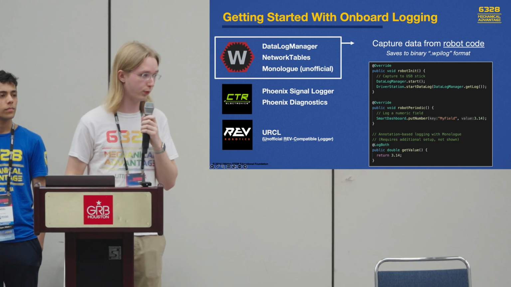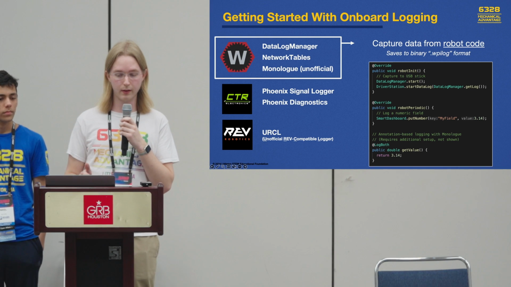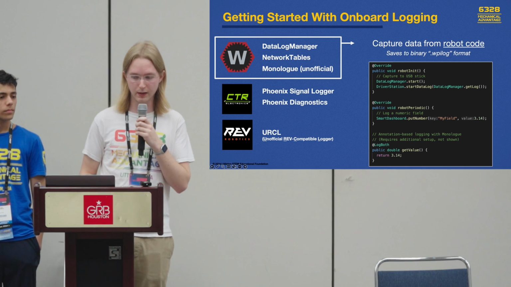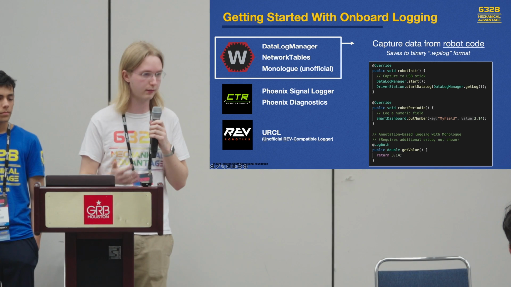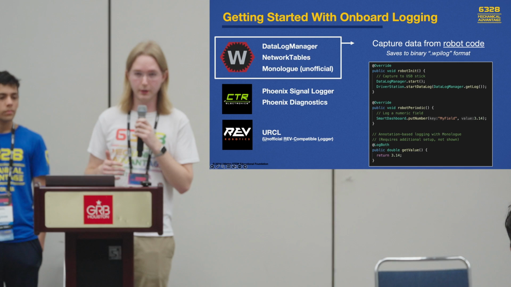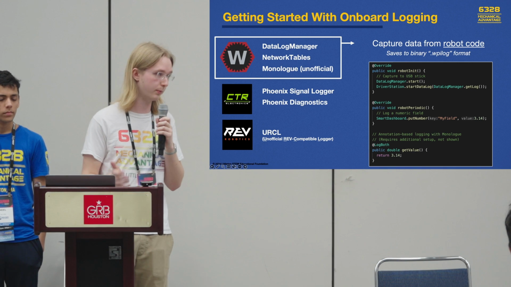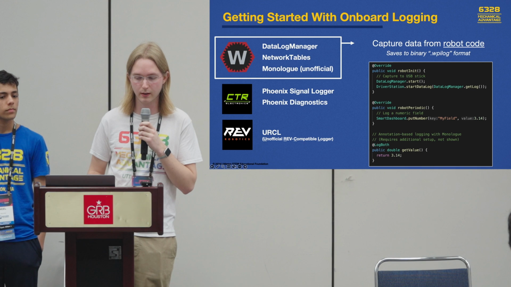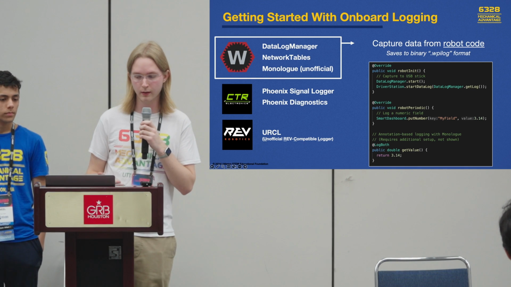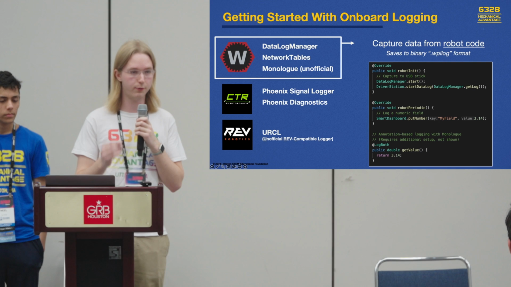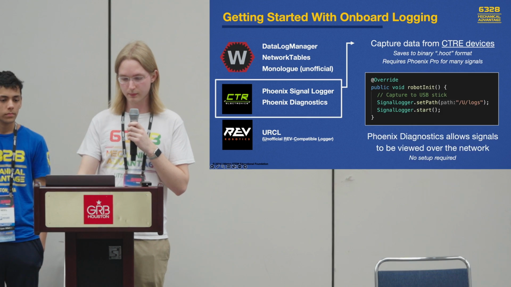And you can see on the right we have some example Java code of what that looks like. There's just 2 lines in robotInit to start the DataLogManager and capture driver station data, so that's your robot state, joysticks, etc. You can then publish any data that you want to NetworkTables. There are multiple methods. We've shown a simple option using the SmartDashboard API. And optionally, you can use a third-party library called Monologue, so you can annotate methods and fields to be logged periodically without any additional work.